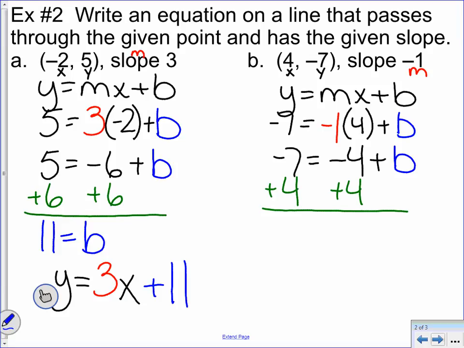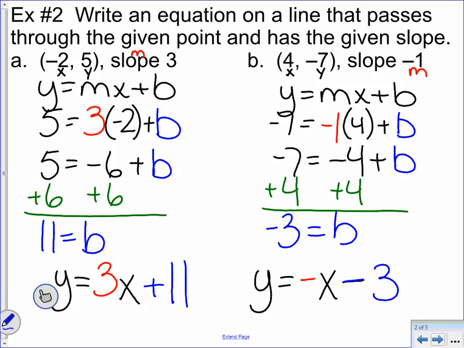Negative 7 plus 4 is negative 3. And now I have my b. So I can use it to write the equation. y equals slope. I can put a negative 1 or just put a negative sign, x, and then the b is negative 3. So my equation will be y equals negative x minus 3.